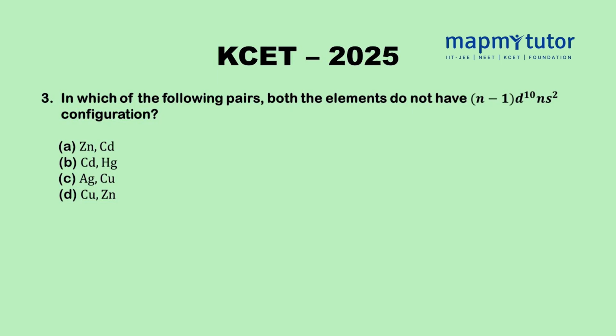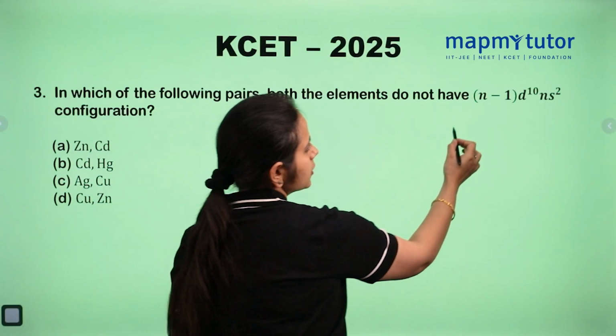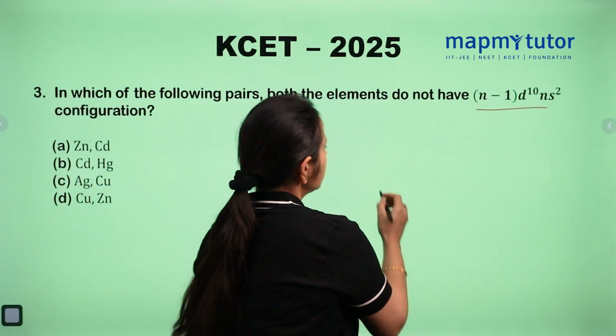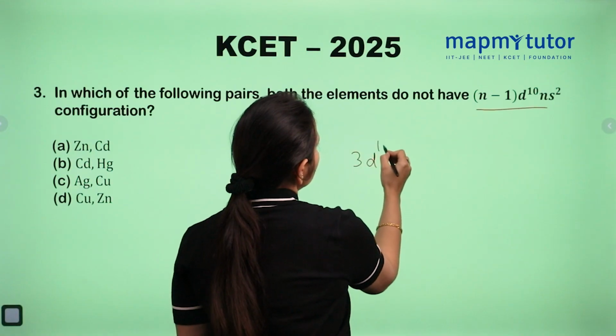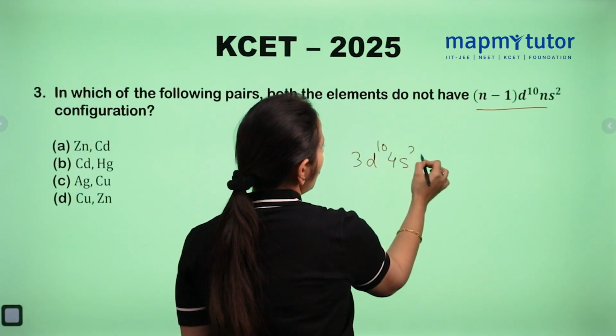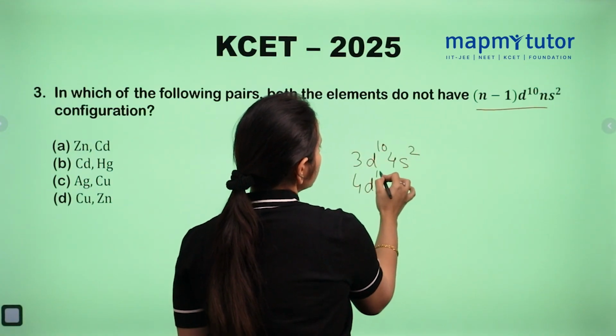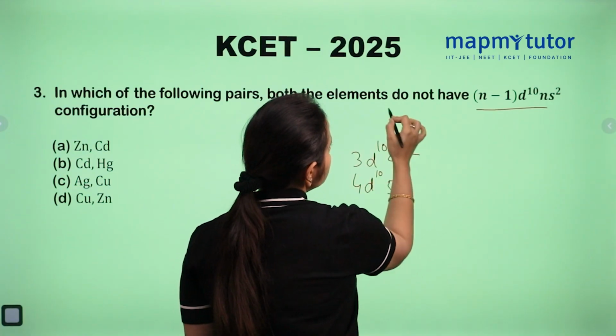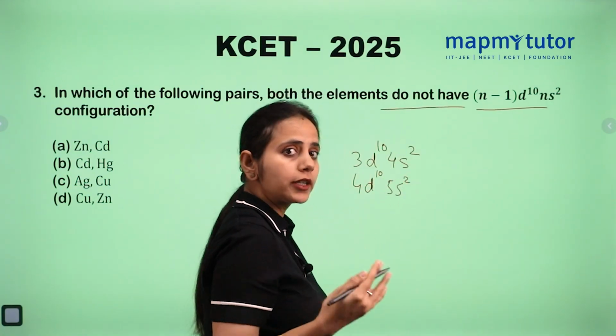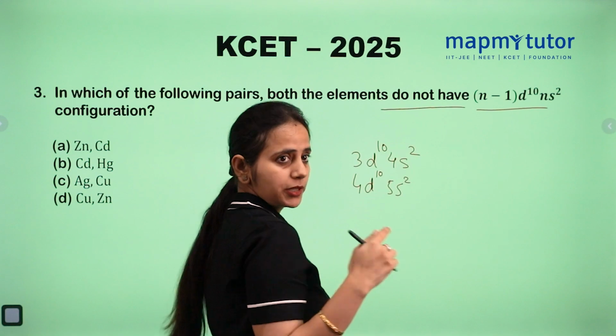In which of the following pairs do both the elements not have the N-1 D10 NS2 configuration? What does this mean, N-1 D10 NS2? Like 3D10 4S2 or 4D10 5S2? He is asking which of these elements do not have it. This is very important, don't make a mistake.